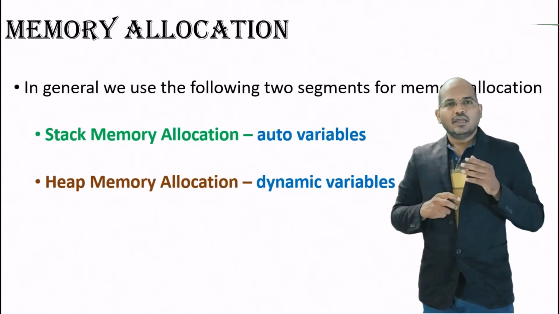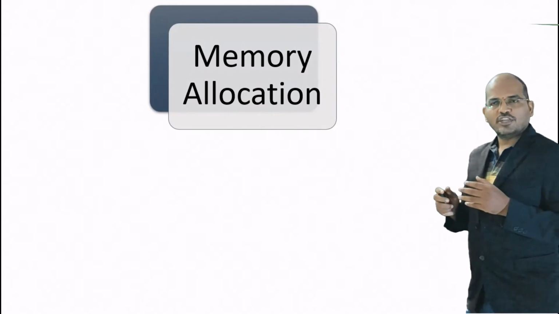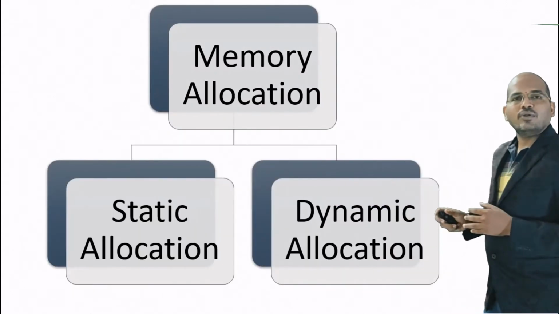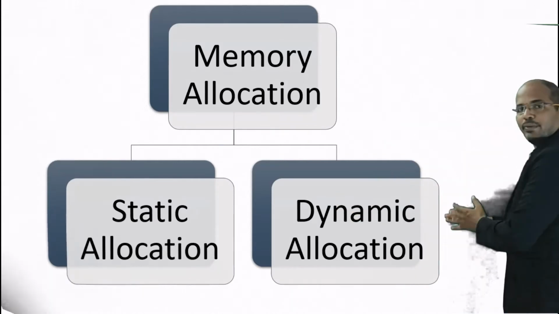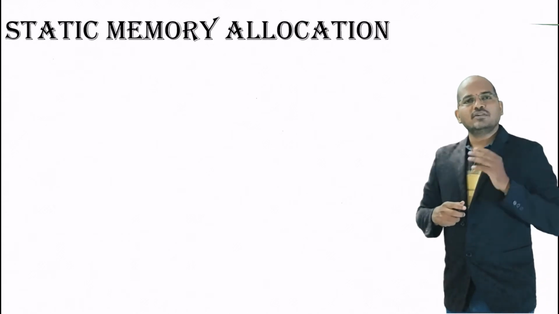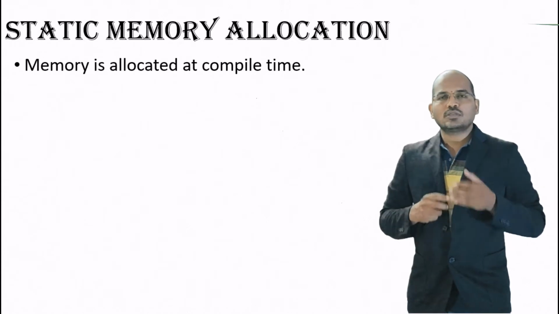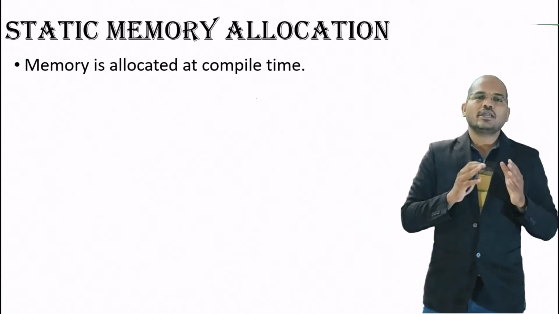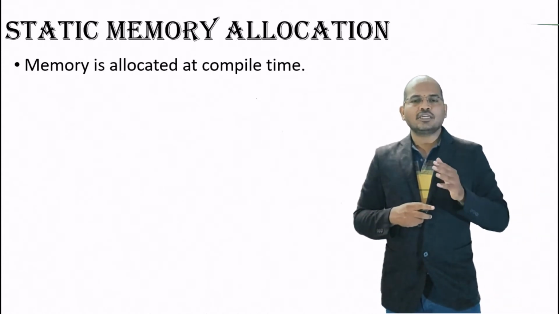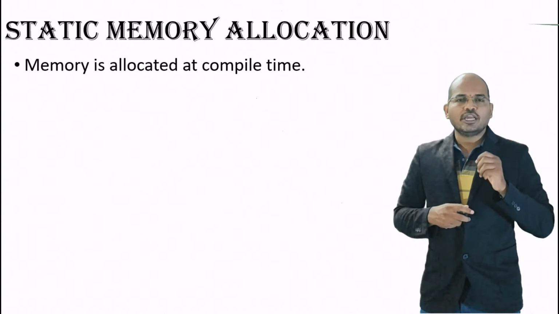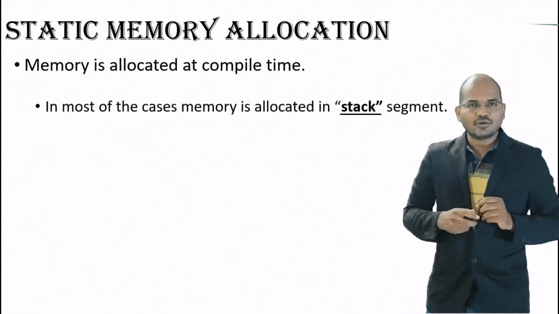Now, before that, let us see that memory allocation is of how many types? Two types. So first one is static allocation, and second one is dynamic allocation. So memory allocation is divided into two parts, static part and dynamic part. Now, what do you mean by the word static allocation? When the compiler knows how much memory is to be allocated to the identifier defined at compile time, then that allocation is called static memory allocation.